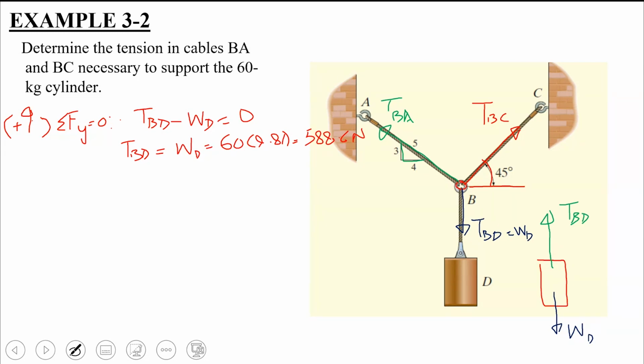देखें, weight mg के बराबर होता है ना. Mass आपको given है, उसको g से multiply कर दें, you are going to get the value of weight. Okay, so now applying the conditions of equilibrium on this ring B after drawing the free body diagram.